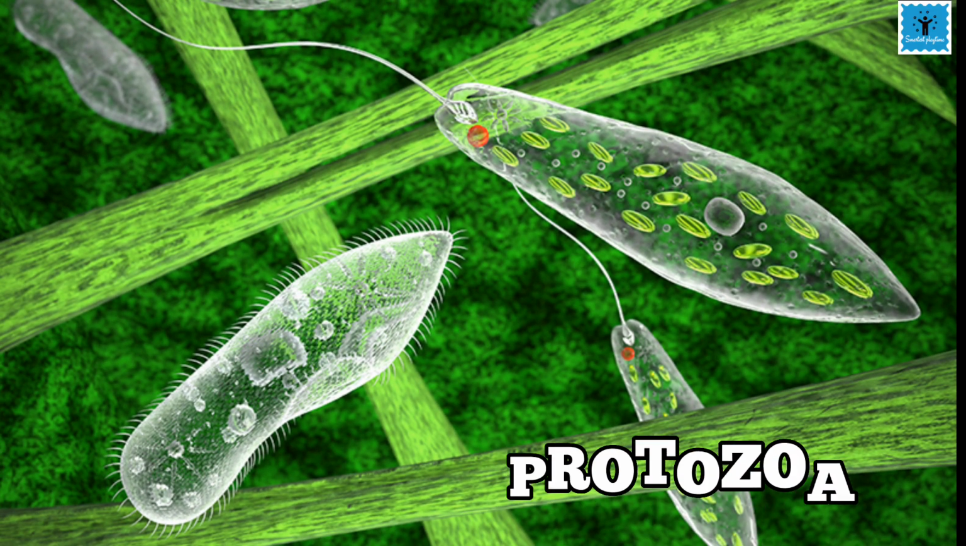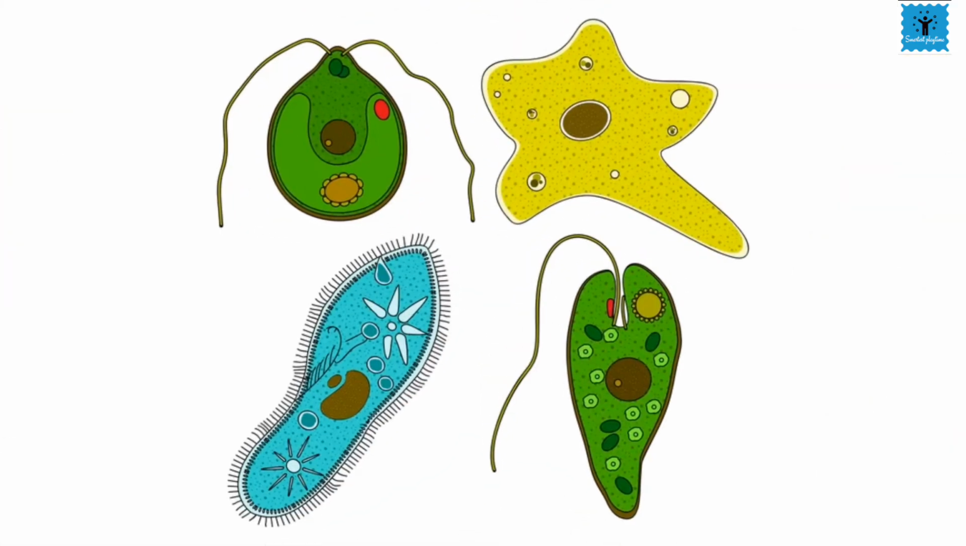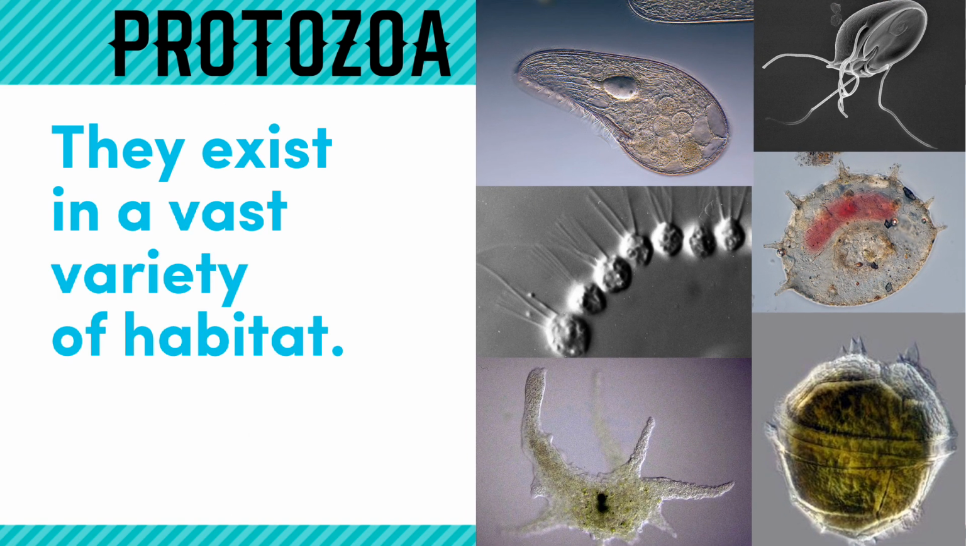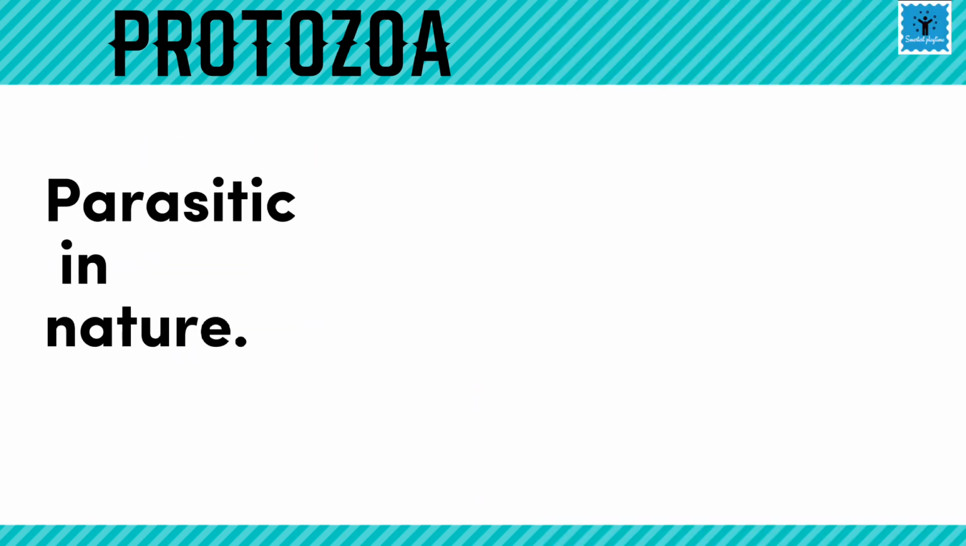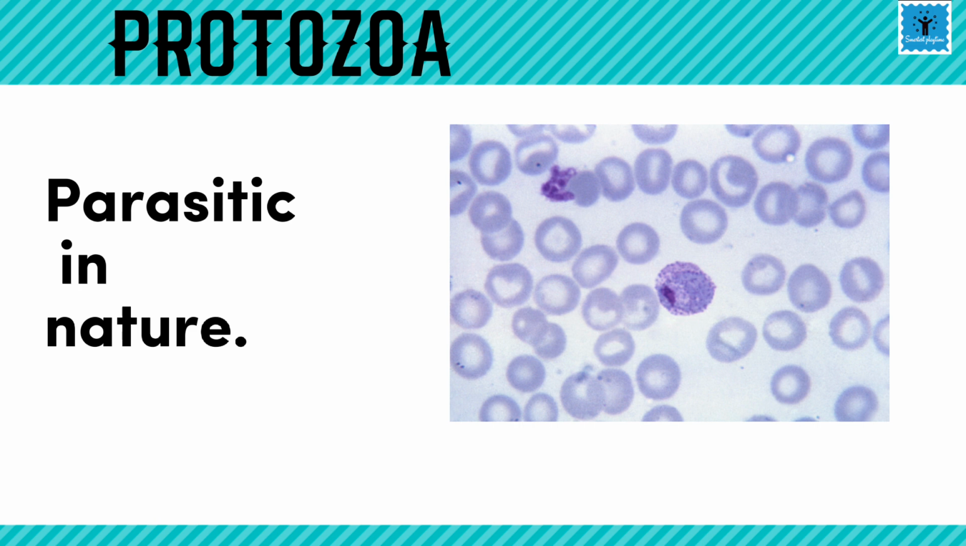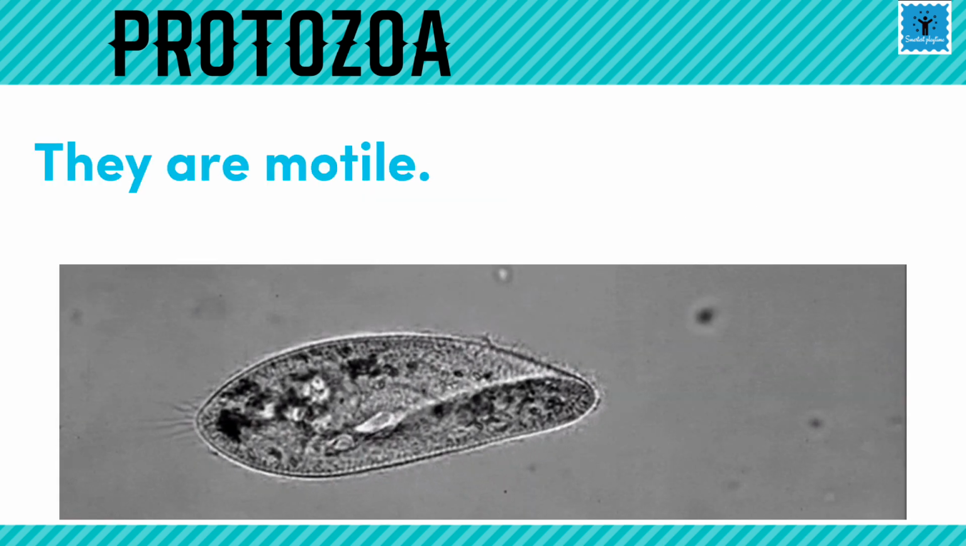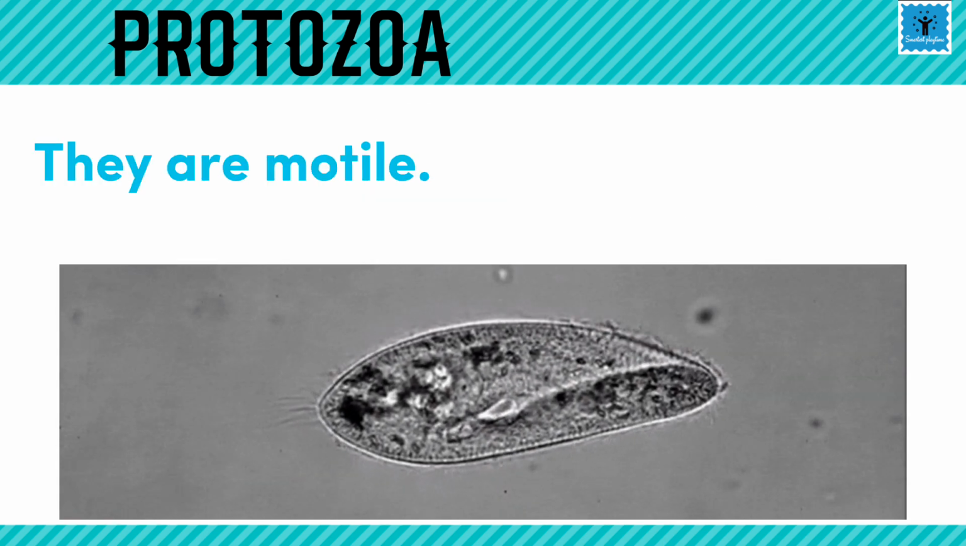Another category of microorganisms is protozoa. Protozoa are single-celled organisms. They come in many shapes and sizes. They live in a vast variety of moist habitats, including freshwater, marine environment, and the soil. They are parasitic in nature, which means they live in other plants and animals, including humans, where they cause diseases. For example, malaria-causing Plasmodium. They are motile, it means they can move from one place to another place.